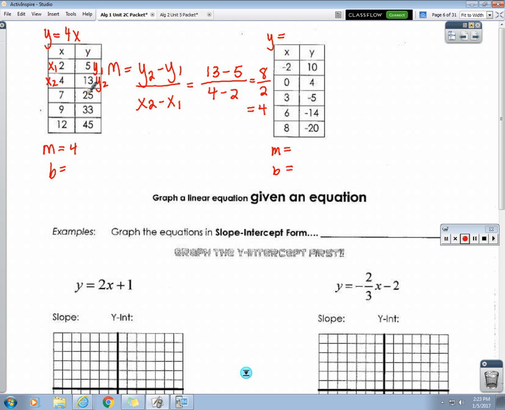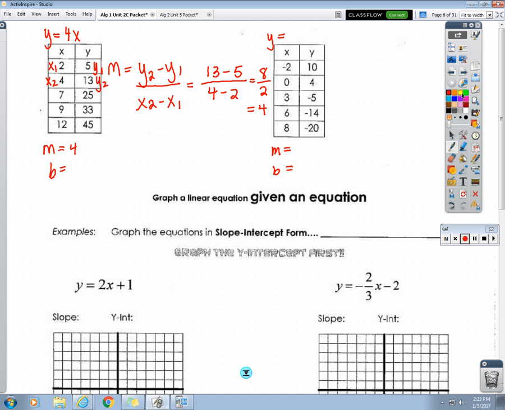Okay? Sometimes the b is visible from the table, but in this one there's no 0 in the x column, so it's not visible. So what you have to do if you can't figure out the pattern is you need to rewrite out y equals mx plus b and plug in what we know. We know now that m equals 4. We don't know b. That's what we're trying to figure out. I know some x and y values. I know 5 x's and 5 y values. So you just pick one of them and plug them in. Which one do you want to plug in?